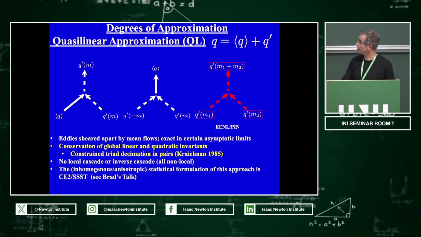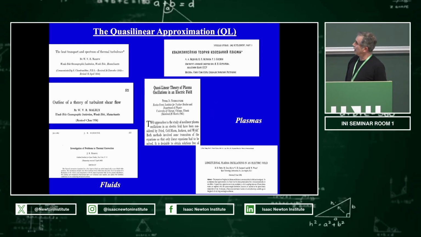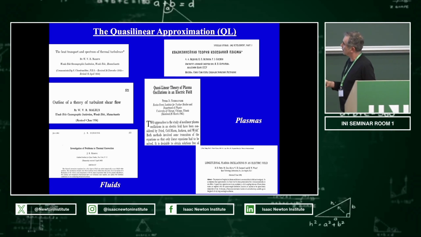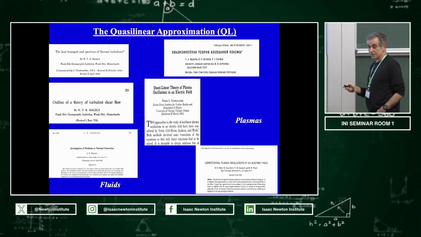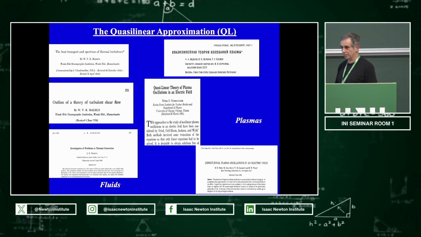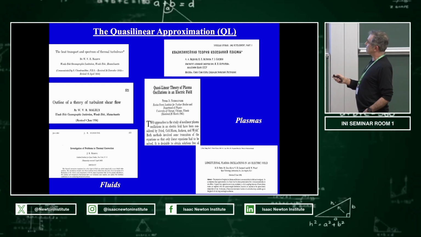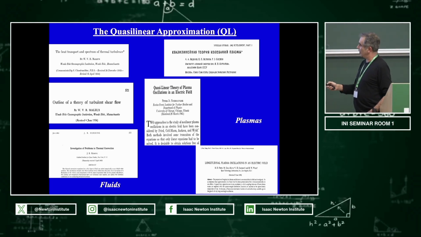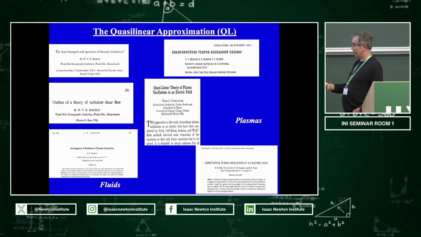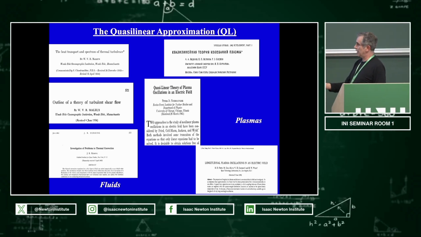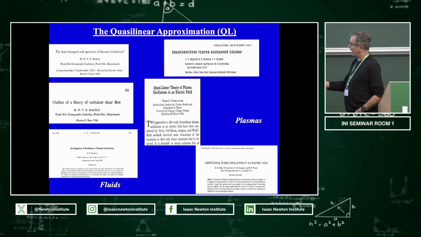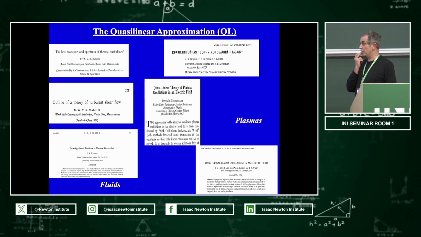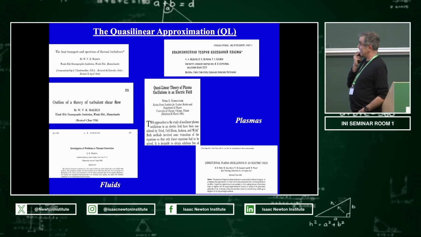Now this is a very old approximation. In fact, we did some looking around in the literature, and the approximation we think goes back to Malkus in this paper, which is from '54. I think this is a rare case where the fluid dynamicists got there before the plasma physicists, which is nice. This is where Malkus applied the quasilinear approximation to heat transport, and then he did the same thing for the onset, the outline of a theory of a turbulent shear flow.